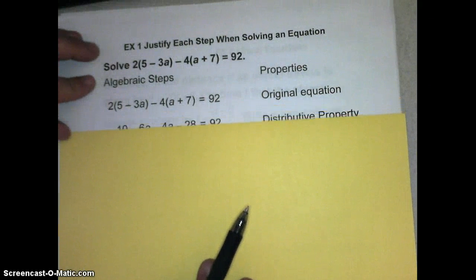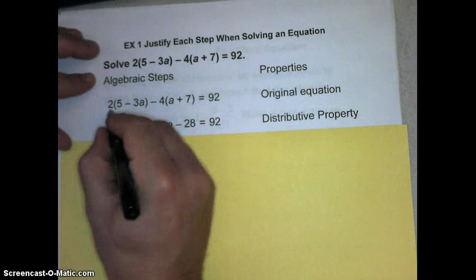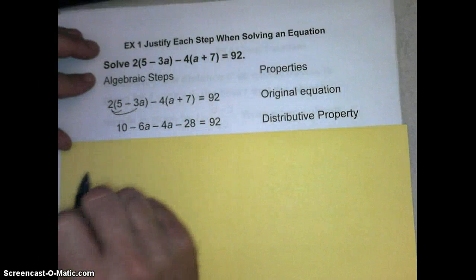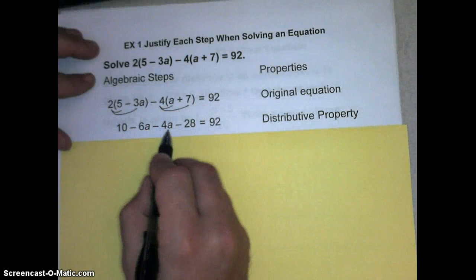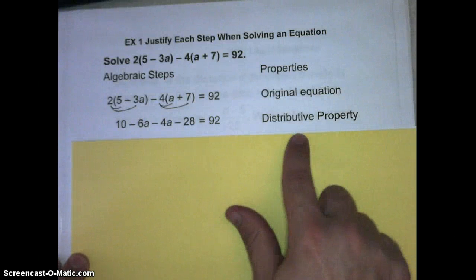Then the next thing we're going to do is use the distributive property to distribute 2 to the 5 and 2 to the negative 3a to get 10 minus 6a, and then negative 4 to the a and negative 4 to the 7 to get negative 4a and negative 28. And that's how we use the distributive property.